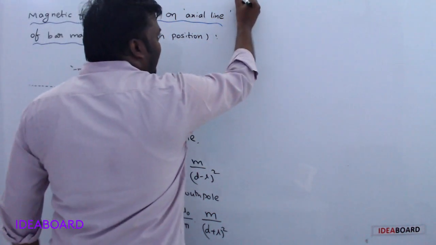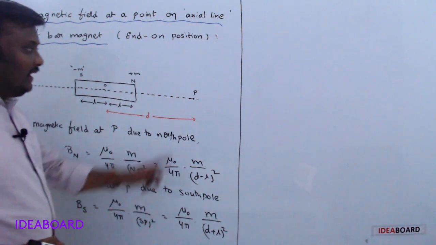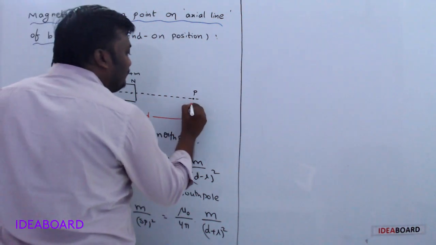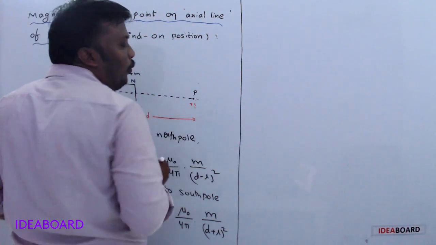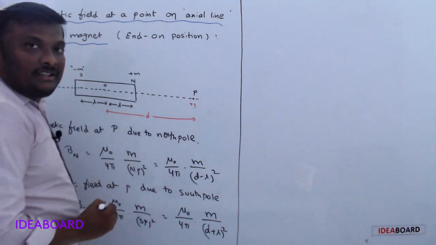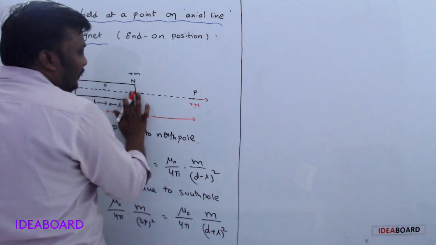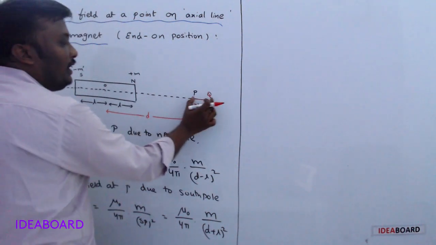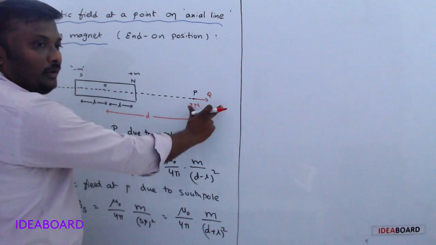Now if you want the directions of Bn and Bs at P, just imagine a unit north pole here. A unit north pole means whose pole strength is just 1 ampere meter. North pole and north pole repel each other. So here, due to N, the magnetic field is always acting away. Let it be Q. So PQ indicates the magnetic field direction due to the north pole.